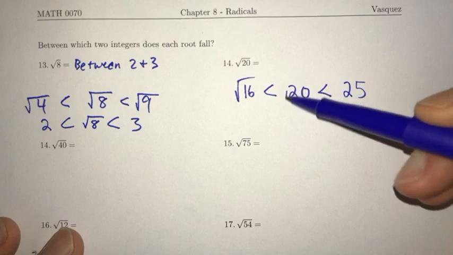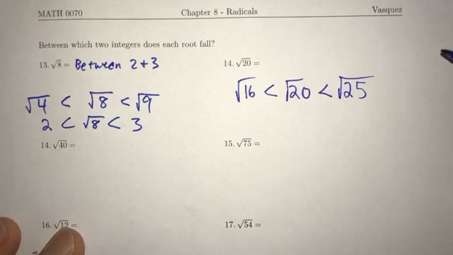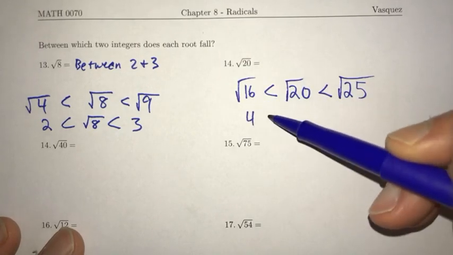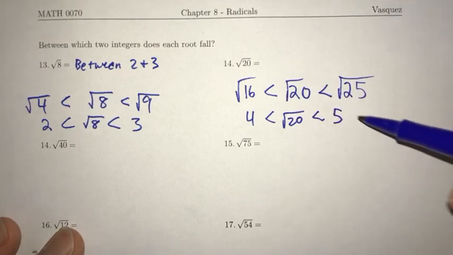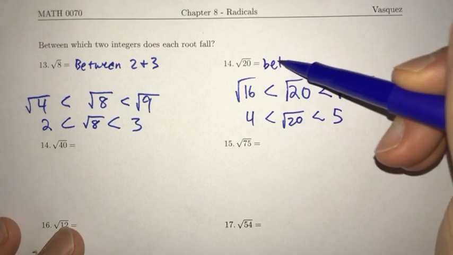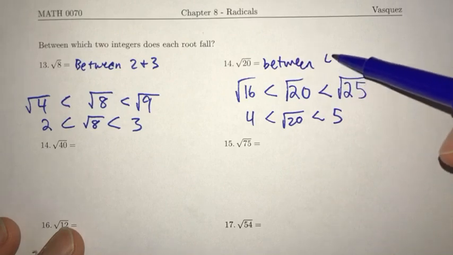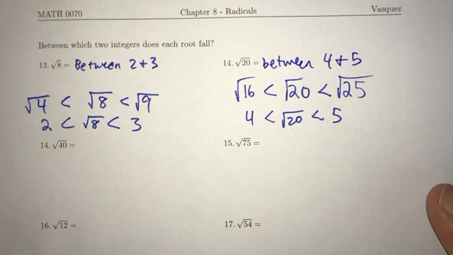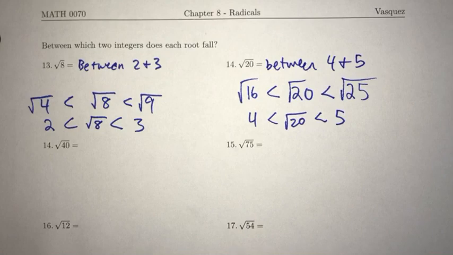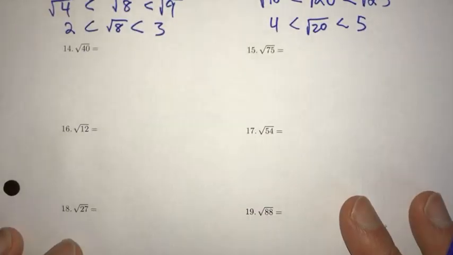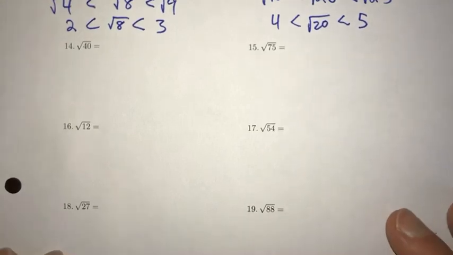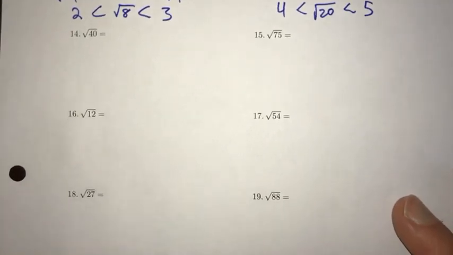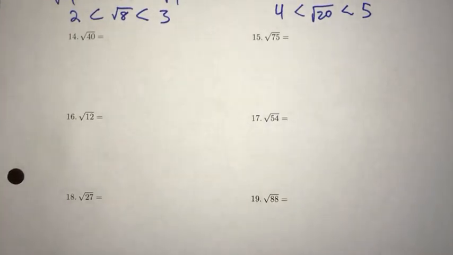So if I do the square root of all of these, square root of 16 is 4. I don't know the square root of 20. Square root of 25 is 5. So I'm going to say square root of 20 is somewhere in between 4 and 5. Think about those. Think about the numbers you know the square root of, and complete those here. Just think about what two integers each of these square roots fall between.